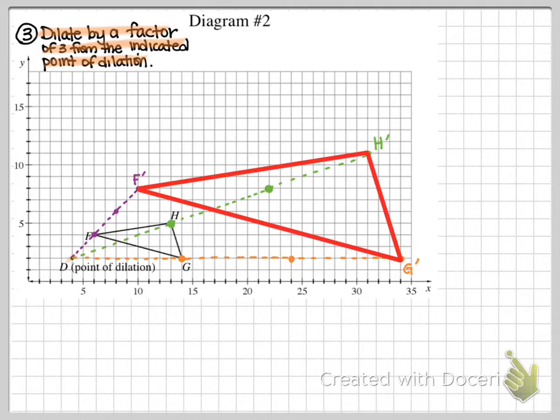Notice the larger the dilation, the more room you're going to need. And then it doesn't always have to be right around the origin. It does just kind of look like it's been blasted out from the shape though.